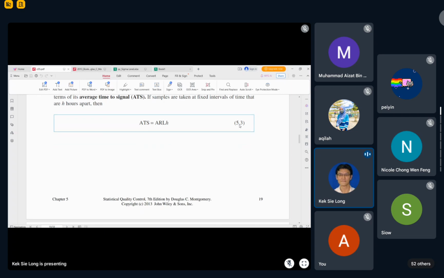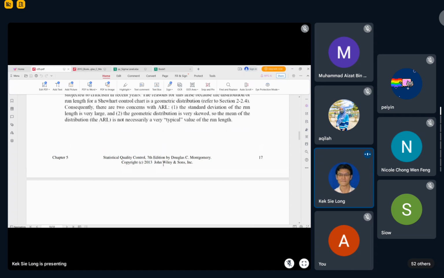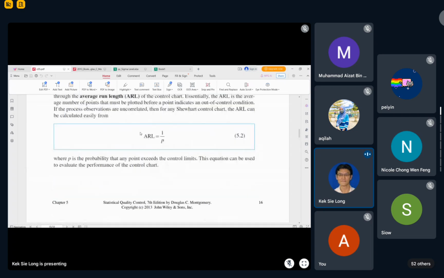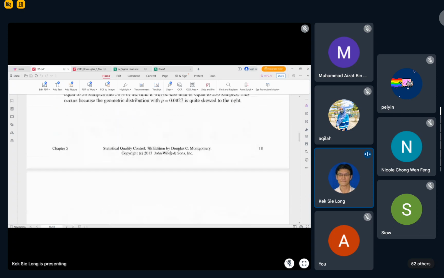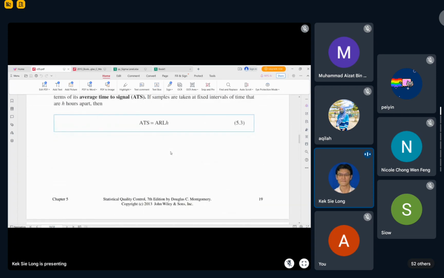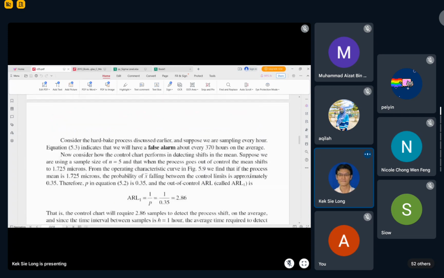By using equation 5.3, we can calculate every time when this out of control signal happens. Just now the earlier equation told us the average number of points. Equation 5.3 tells us when, every time, the out of control signal happens. Okay, go through.